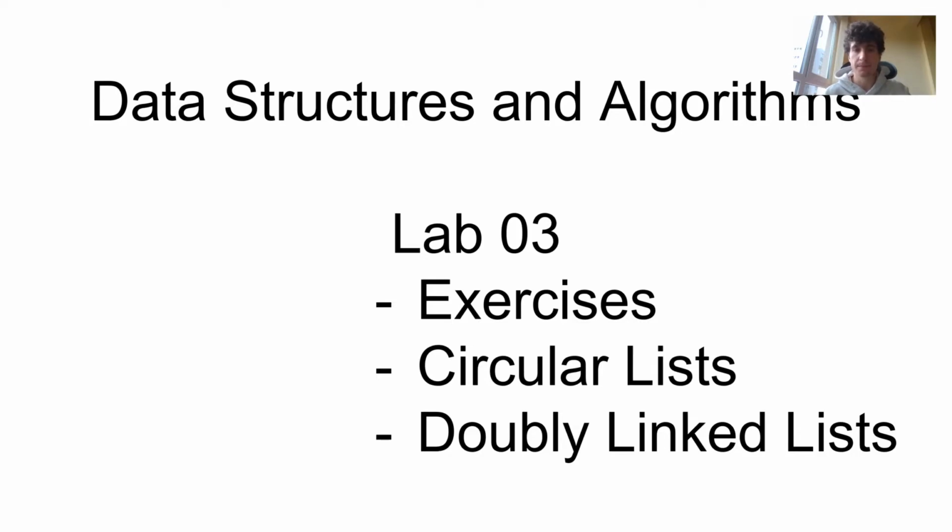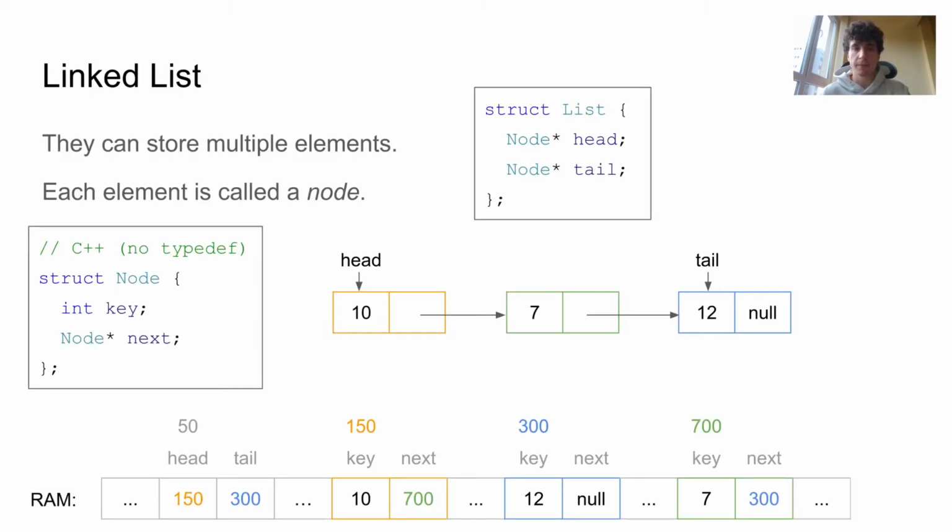Okay. So, before we start, let's do a short recap. Last week, we talked about linked lists. In linked lists, we basically store multiple numbers. Actually, it can be general. They don't have to be numbers, but we only work with numbers in this lab. So we have a node structure. Each node, each list element, contains a key, a number, and a pointer to the next node.